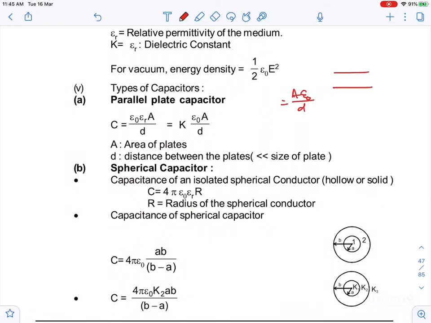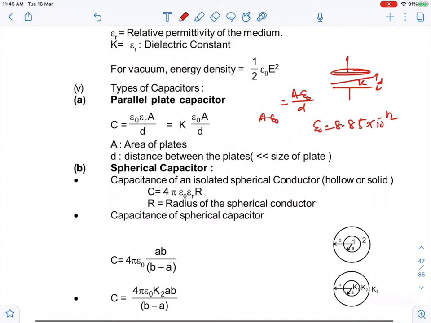The capacitance of a parallel plate capacitor is A epsilon naught by d, where A is the area of cross section of the plate, d is the distance between the plates, and epsilon naught, you know, is 8.85 into 10 to the power minus 12 farad per meter. Now one thing I want to tell you here: suppose you introduce a dielectric with dielectric constant K.